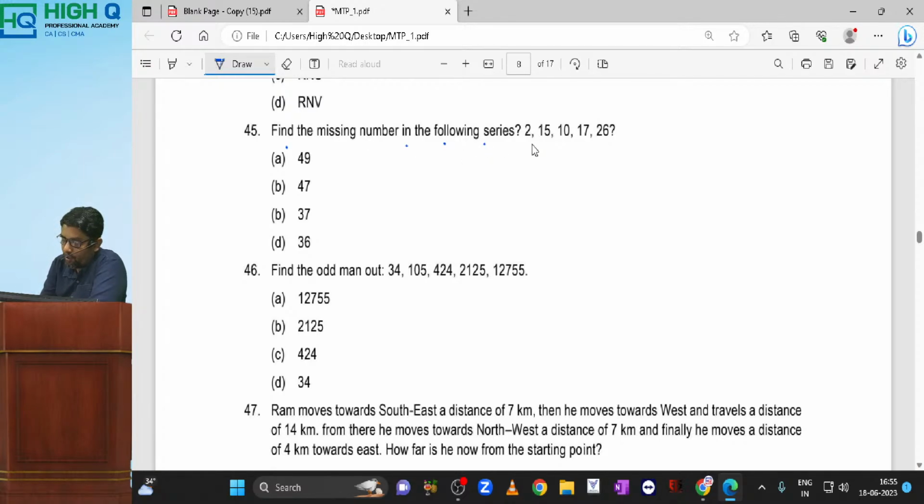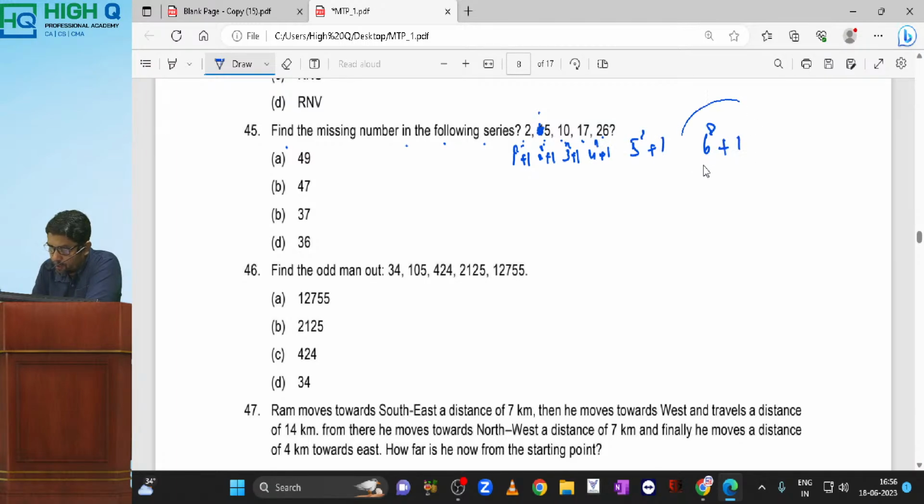Find the missing number in the following series. 2, 15, 10, 17, 26. I don't think this is 15. It has to be either 5 or something like that. Yes. 1 square plus 1, 2 square plus 1, 3 square plus 1, 4 square plus 1, 5 square plus 1, 6 square plus 1. Answer is 37. Am I right, my dear? That is not 15, my dear. That has to be 5.